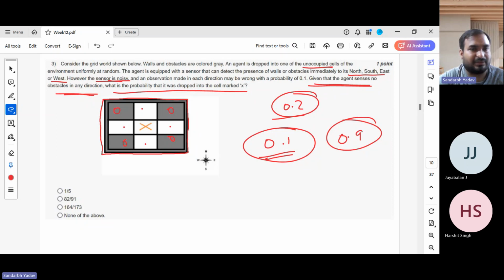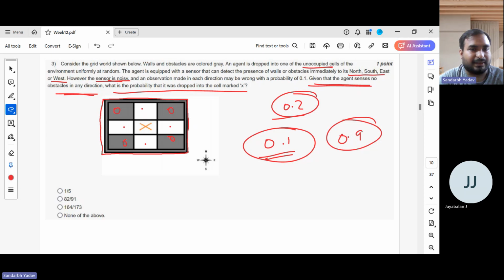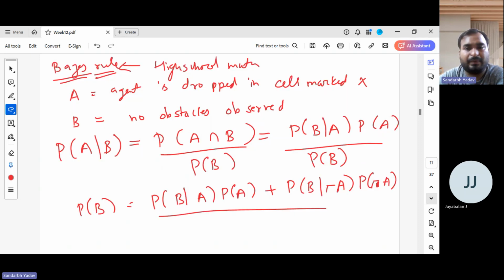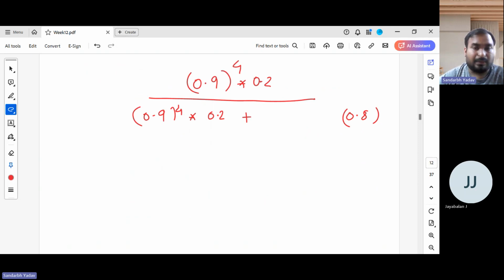So in this cell also, there are three obstacles in three directions, but the sensor should give wrong readings in these three. And for the remaining one, it should give the correct reading. That is also necessary, because otherwise it might detect an obstacle here. So we have to ensure that in three directions it gives the wrong reading, and in one direction it gives the correct one. This should happen for all four, because we have already discussed that these two and these two are symmetric. So that probability is 0.9 for correct in one direction, and in three directions it should be incorrect. So this we can solve.